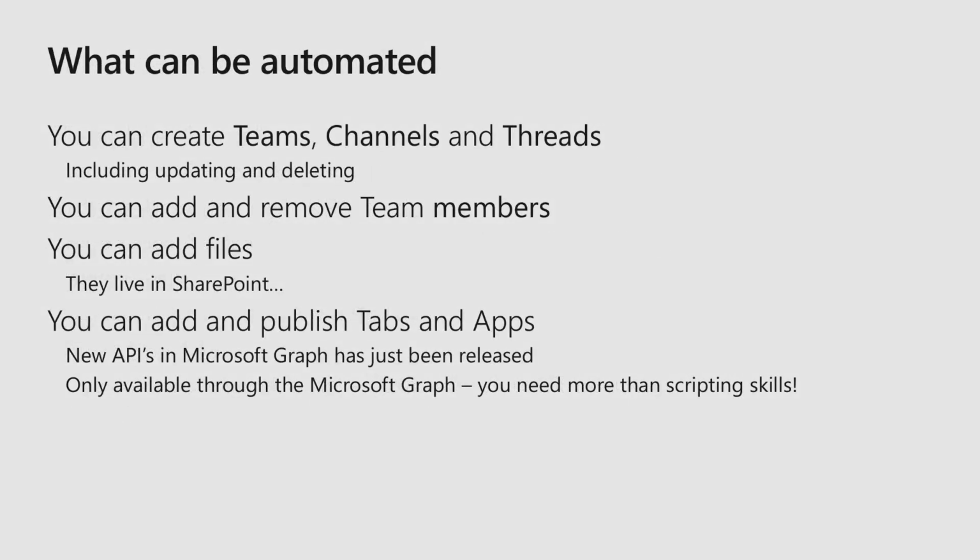So not everything can be scripted or automated today. This is fairly limited in the beta version of the PowerShell module that exists today. What you can do is you can create teams, channels, and threads. And you can add and remove team members. You can add files. You do that with the PowerShell for SharePoint, because the files exist in SharePoint. If you want to modify Planner and those kinds of tabs as well, and Flow or whatnot, you have to look into those specific PowerShell modules.